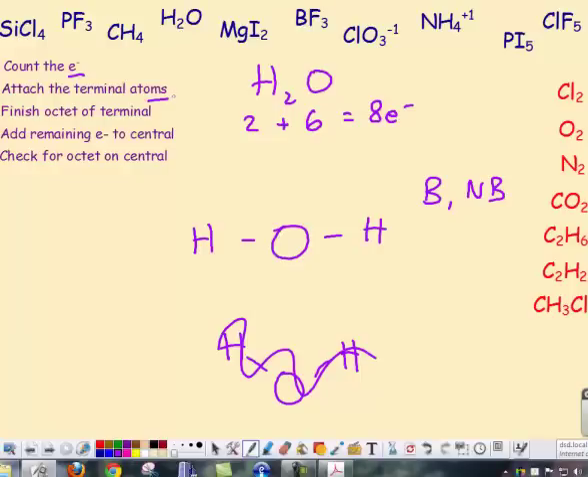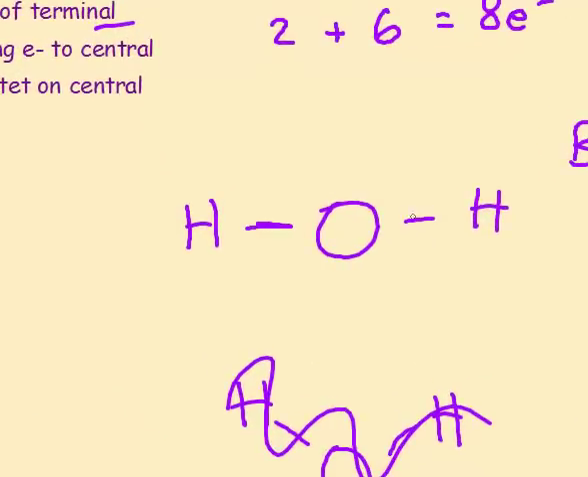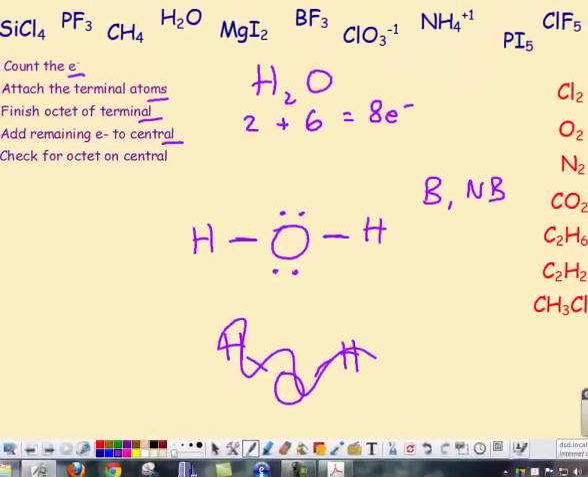All right, so I counted the electrons. Check. I attached the terminal atoms using 1 pair. Good. I have to finish the octet of the terminal ones. Done, because it's hydrogen, and hydrogen can't get 6 more dots around it because it's in the first period of the periodic table. It can only hold 2. I've used up 2, 4. I had 8. So attach any remaining electrons to the central atom. So I'm going to put 1, 2, 1, 2. Remember, they go as a pair.